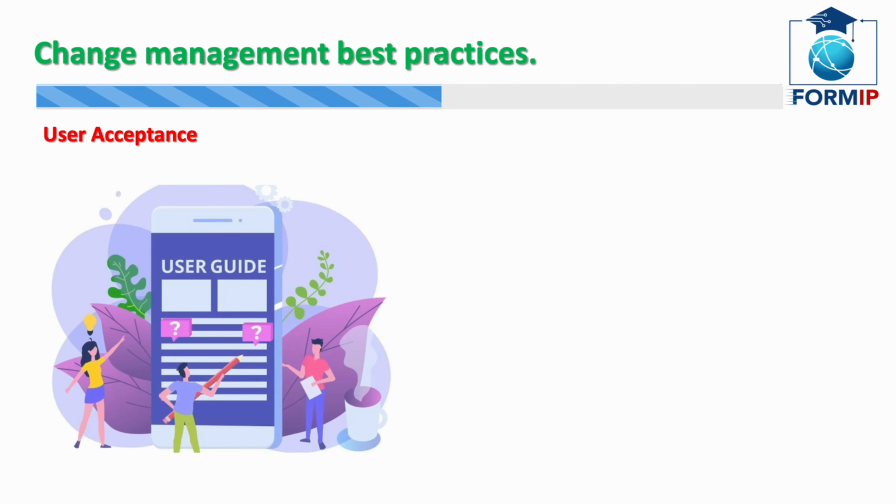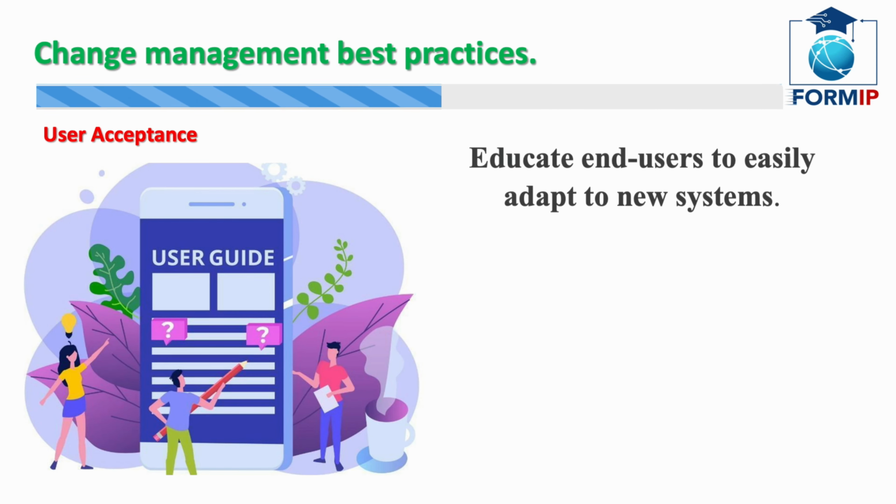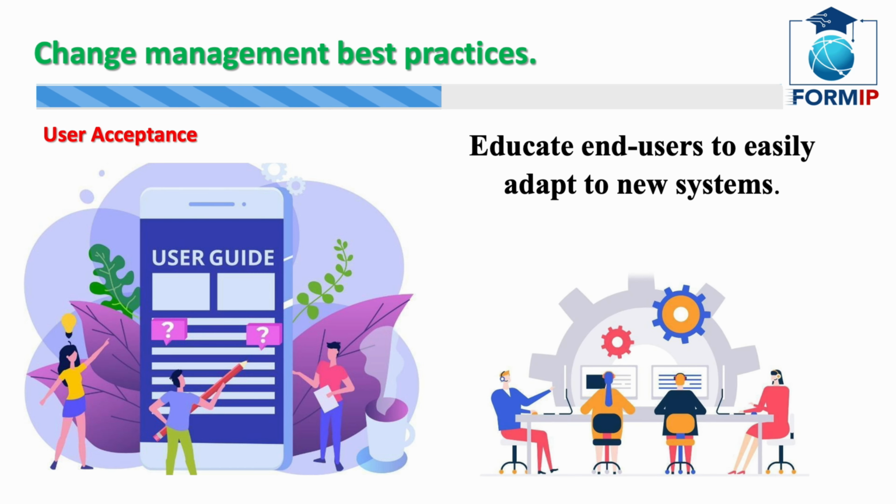User acceptance. Now, let's look at how to help users accept the changes. One element of successful change management is educating end users to easily adapt to new systems. The aim is to train users in the use of the new system. After all, it's the users who ultimately dictate the success or failure of a change. It is for this reason that we mentioned at the planning stage that it is important that all stakeholders be informed of the changes.